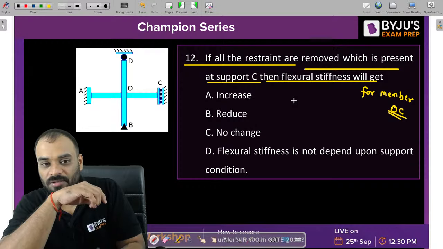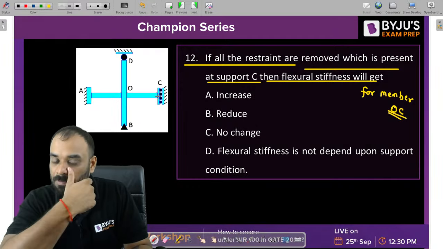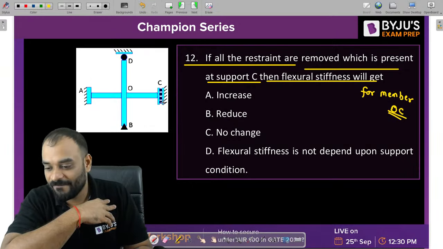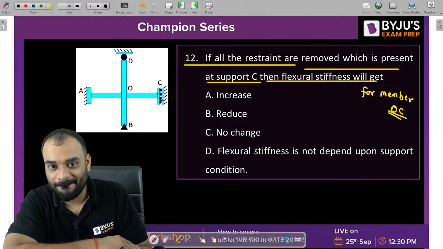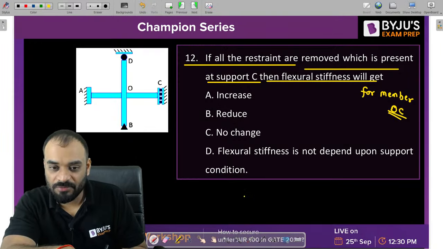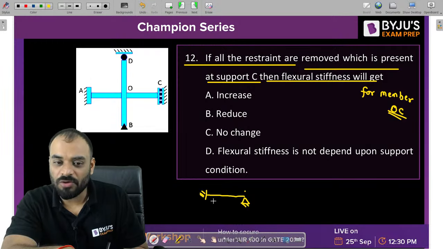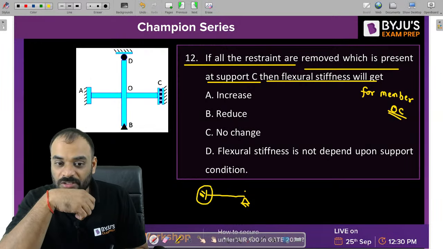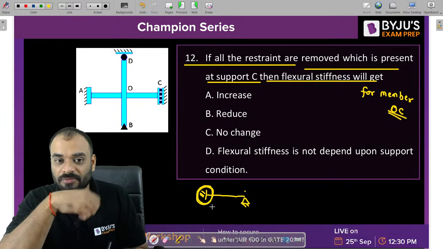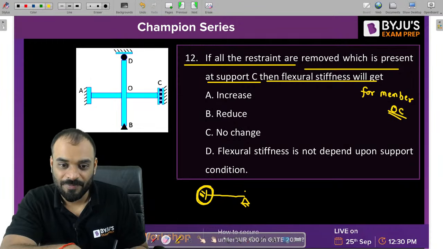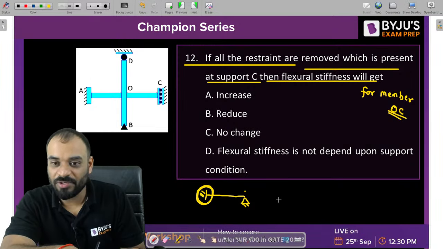Flexure stiffness means what? If you have this particular support condition, see Vikas, there is no change. Okay, Vikas. Why is there no change? Tell me, if you have a fixed support like this, and let us suppose this one is a hinge, what will happen in this particular case on the support itself? Rajesh B. Okay. Listen, first of all, you need to understand this value.